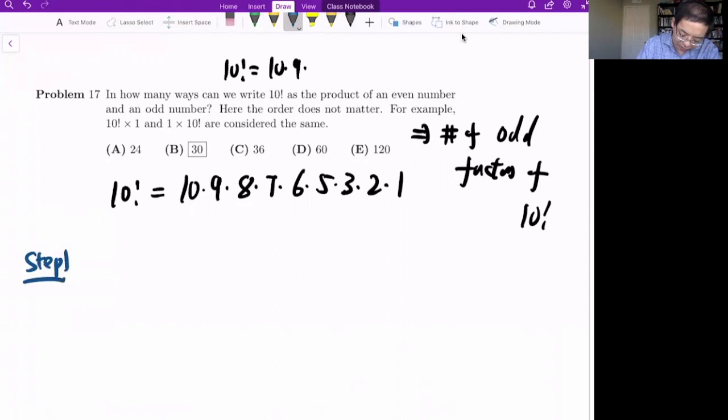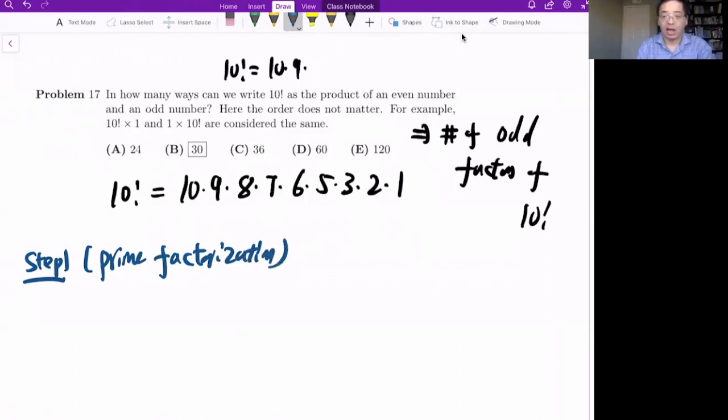So step 1 is we do prime factorization. Prime factorization means I write this as the product of prime numbers. By the way, all those things you can find in chapter 4, number theory. Okay, chapter 4 number theory. All right, so we do factorization.